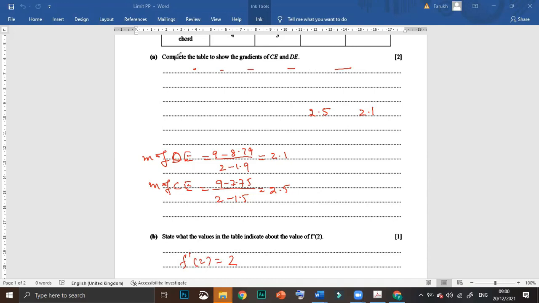Sir, what does f dash mean? Is it different in every question? No, no, no. F dash means the derivative with respect to x. F dash 2 means d over dx of f of x when x is equal to 2. Okay sir. Now the next question is also very simple.